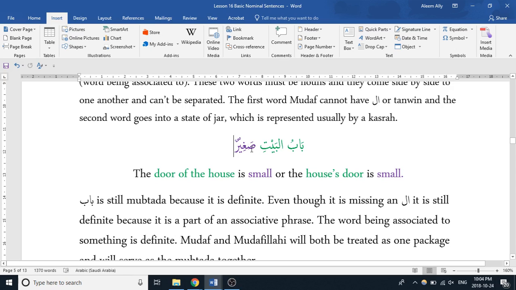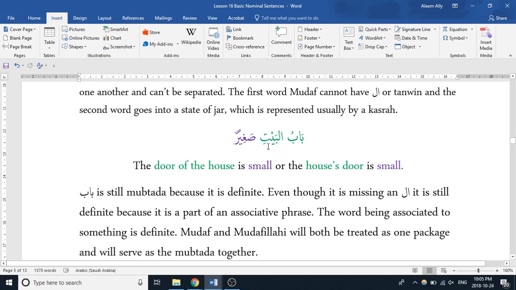When it comes to matching in gender and number, know that it's going to match back to the mudaf. So we're going to look for the gender in the mudaf, the number in the mudaf, and the definiteness in the mudaf. Then we'll know if we're dealing with a mubtada khabar sentence. They match in gender, they match in number, they match in state, they're both in rafa, and this is definite, and this is indefinite. It'd be translated as the door of the house is small, or the house's door is small. One of the two.